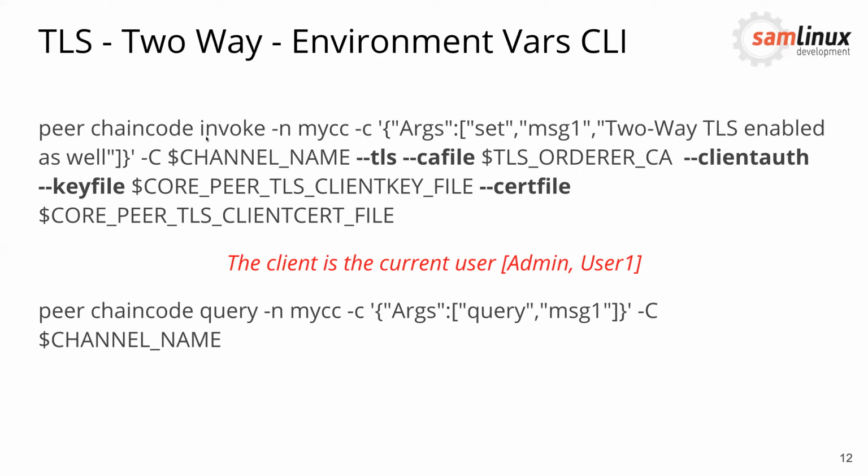Here's an example for the chaincode invoke command. When we say here that we have the TLS enabled, that's done with this option. And then here we have the CA file, and then we have the client auth. The client auth is true here, and we have the key file, and we have the cert file. So when one-way or two-way TLS is enabled, then you have to use these environment variables in different kinds of ways.